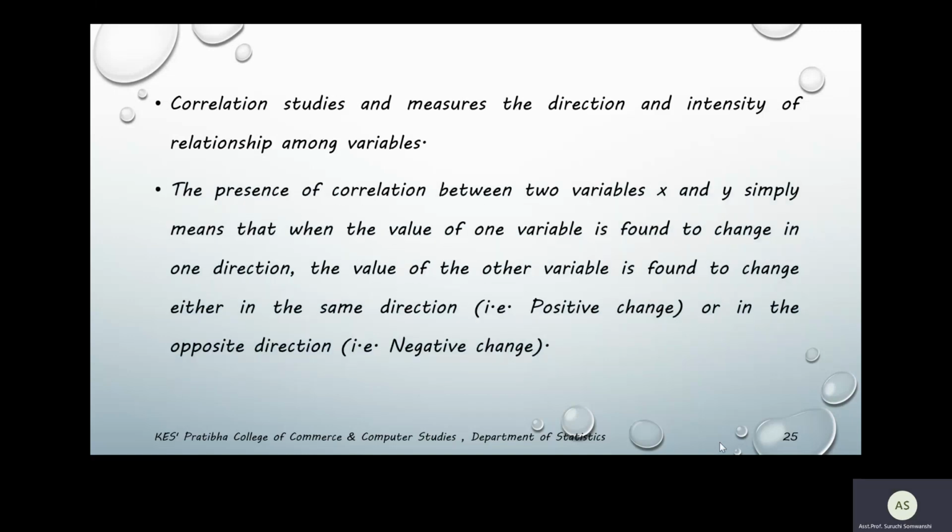Again, the presence of correlation between two variables, say x and y, simply means that when the value of one variable is found to change in one direction, the value of the other variable is found to change either in the same direction or in the opposite direction. If it is changing in the same direction, then the change is a positive change, and if it is changing in the opposite direction, then the change is a negative change. So this is how we measure the direction by using correlation.